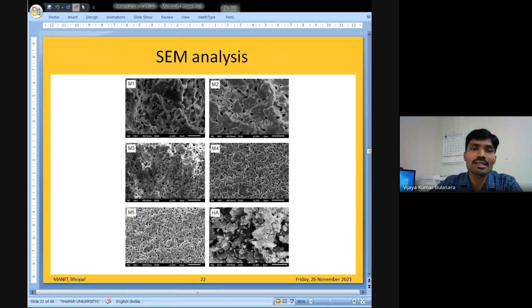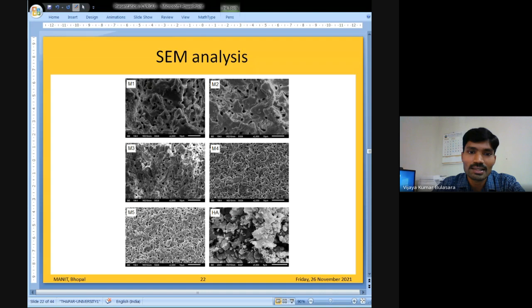Okay, and these are the same micrographs of the prepared membranes M1, M2, M3, M4, M5. So when you observe closely all these images and compare, we notice that the size of these pores on the surface are getting smaller and smaller as we increase the kaolin content in the mixture of the raw materials.